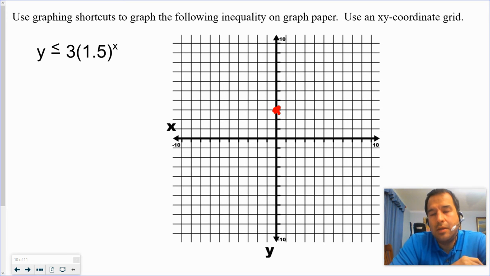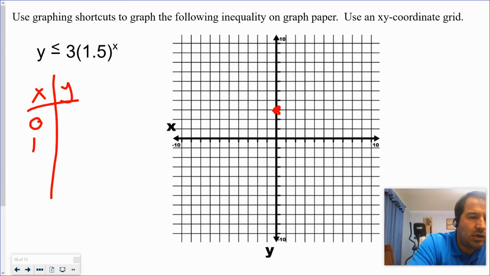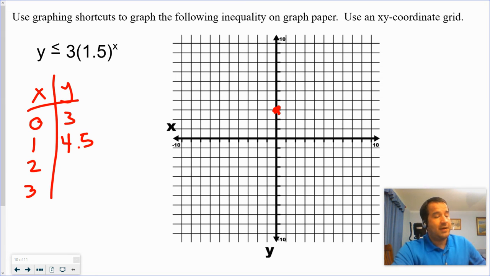Now, guys, if you remember, there isn't really a great shortcut here. So you do actually have to make a table. Now, since I do know it's going to flatten out here on the left-hand side, I'm just going to go 0, 1, 2, 3. Okay, 0 I know is 3. If x is 1, I do 1.5 to the first power times 3, which would be 4 5/10. Okay, and then if I kept going there, which hopefully you did, and you did 1.5 squared, then times 3.